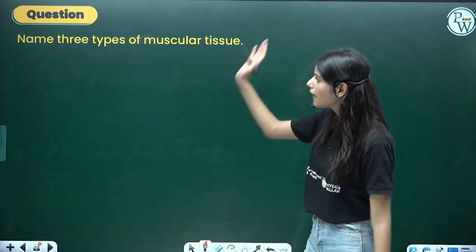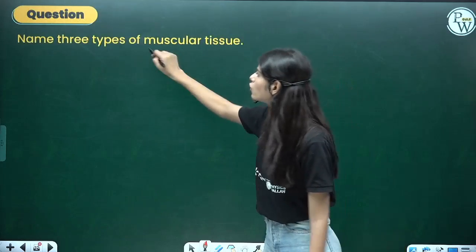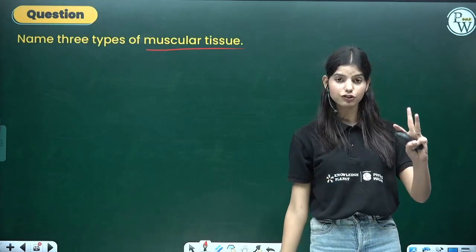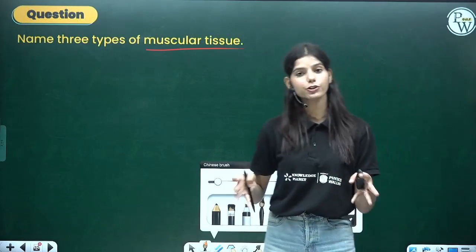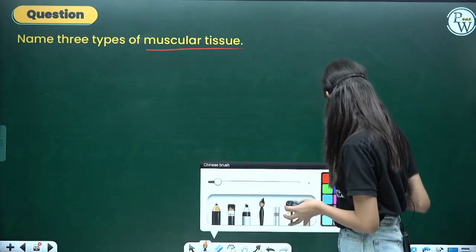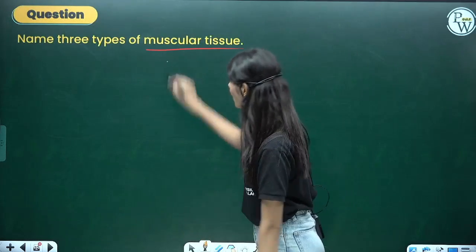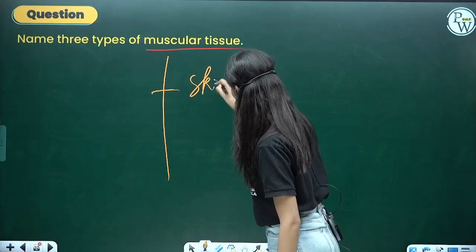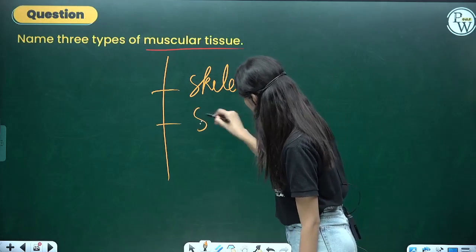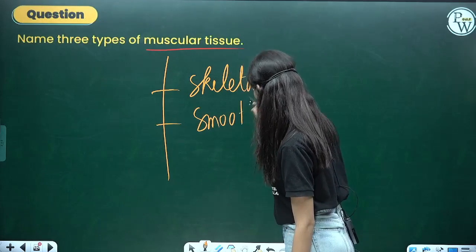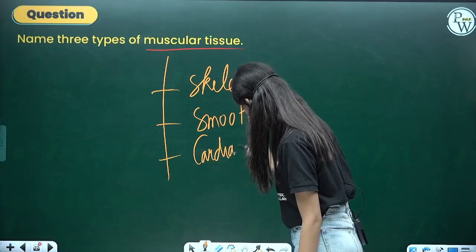Okay, guys, now let's talk about this question. Name 3 types of muscular tissue. So we have learned there are 3 types of muscular tissue found in animals, and what are those? Come on, quickly you can post it into the comment box, and maybe we can check whether you are correct or not. The correct answer is we have skeletal muscles, right? We have smooth muscle, and we have cardiac muscles, right?